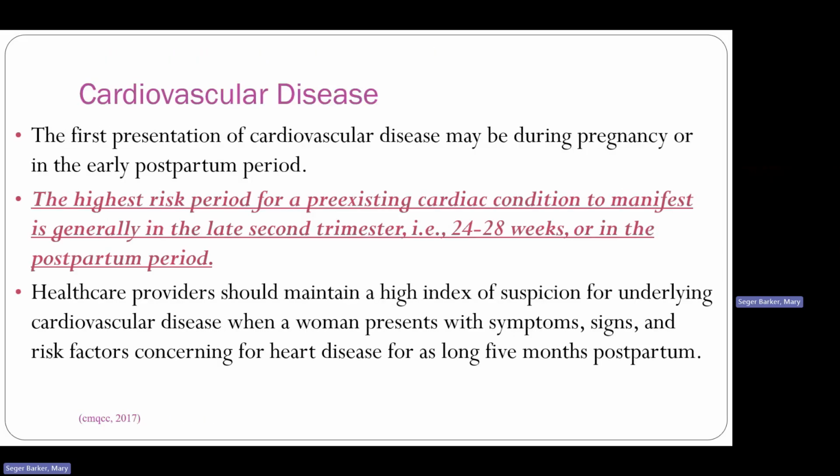So the first presentation of cardiovascular disease in pregnancy may be in pregnancy or the early postpartum period. Usually the highest risk for pre-existing cardiac conditions to manifest themselves is in late trimester. That would be 24 to 40 weeks gestation or within the postpartum period. So we as healthcare providers should really maintain a high index of suspicion for any underlying cardiovascular disease when a woman presents with symptoms, signs, and risk factors, those 4 risk factors that we talked about, for as long as 5 months postpartum. And some literature will say up to a year postpartum.